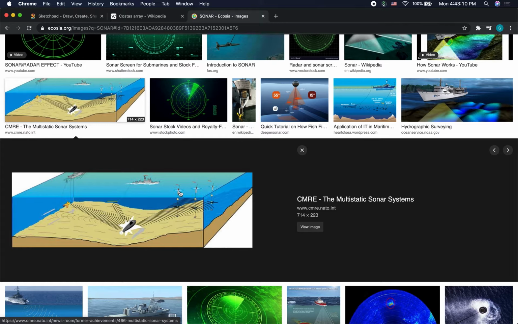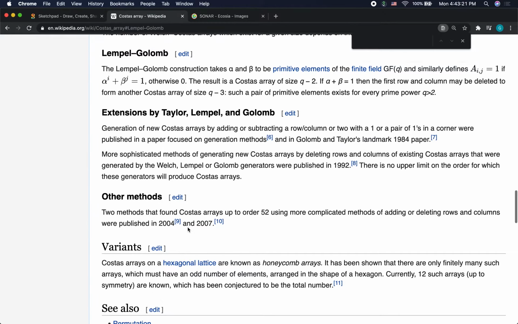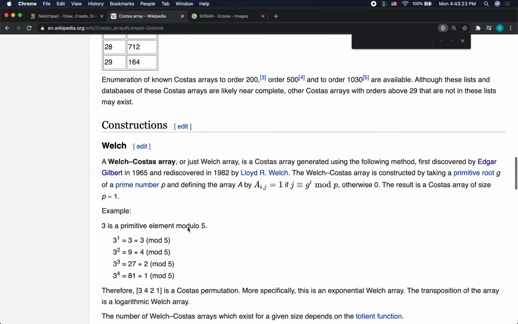Well, that's something called a Costas array. And with the Costas array, there are many different ways of doing it. And this is Wikipedia. I know it's Wikipedia, but there are many, many different ways of doing it.